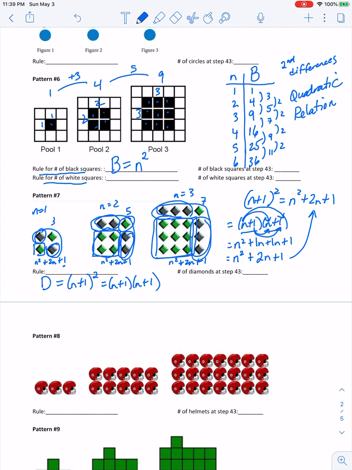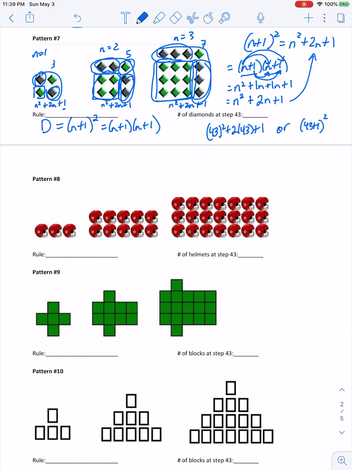So then to get the number of diamonds in step 43, you would have to do 43 squared plus 2 times 43 plus 1. Or you could just do 43 plus 1, which is 44, and square that and get your answer. Oh, and back here, I guess I didn't say it, that would be 43 squared. Okay, let's take a look at pattern number 8.